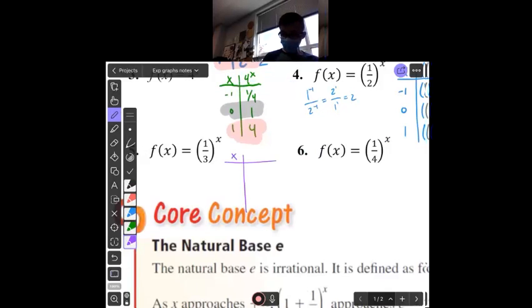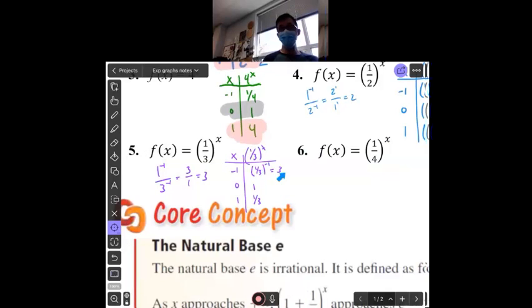X value 3, 1/3 to the x. -1, 0, 1. Anything to the first power is itself. Anything to 0 power is 1. We get 1/3 to the -1, which means 1 to the -1 over 3 to the -1, which is 3 over 1. So what happens when you take a fraction to a negative exponent? Flips the fraction. Right? Especially -1, just flips the fraction, that's all that happens. Okay?